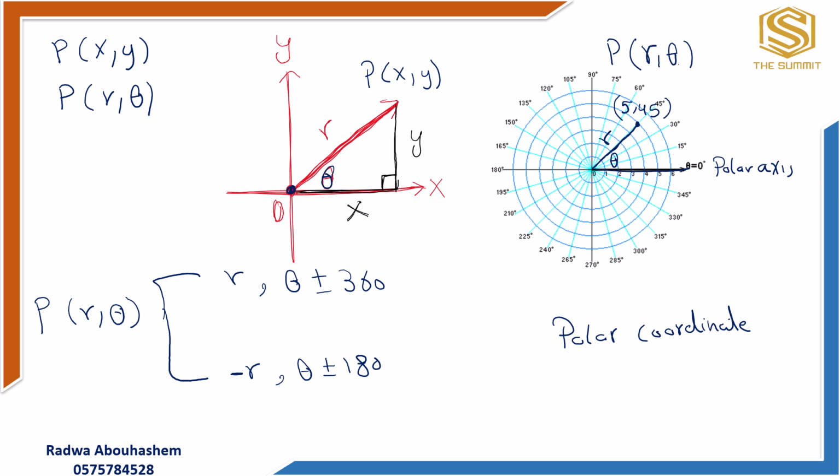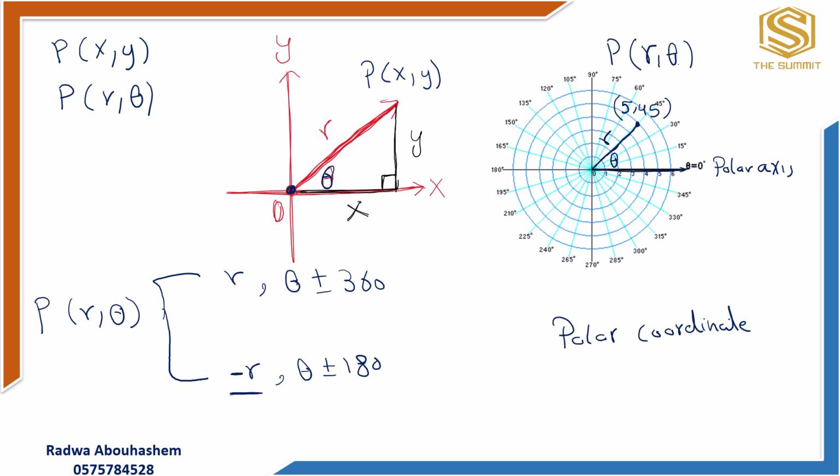So I could represent the polar point with many representations. Maybe I keep the direction of the radius, but I'm going to add a full rotation or subtract a full rotation and its multiples from theta, or I could flip the direction of the r and add to or subtract from theta 180 or its odd multiple.